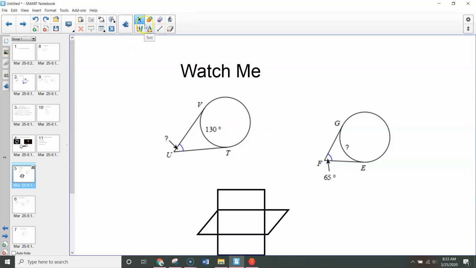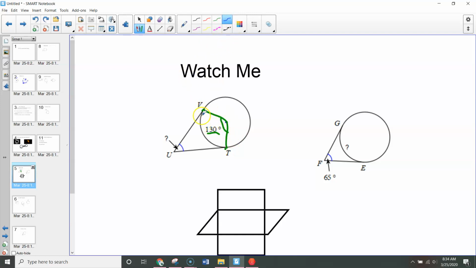So the first thing I want to do is turn this into a quadrilateral. So I'm going to mark the center. So I know a couple things now. Since this is a central angle, I know that this angle right here is also 130 degrees because the arc and the central angle are the same.